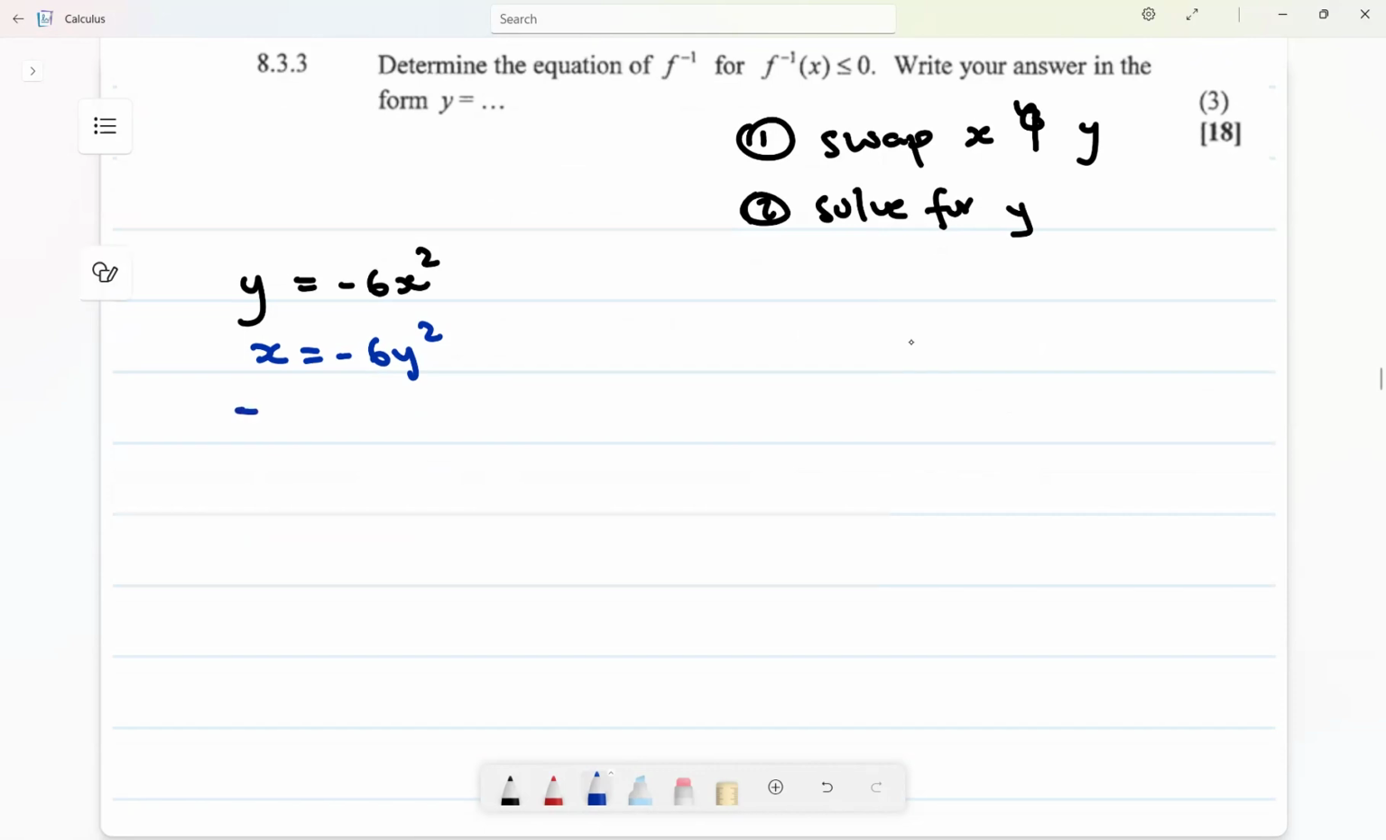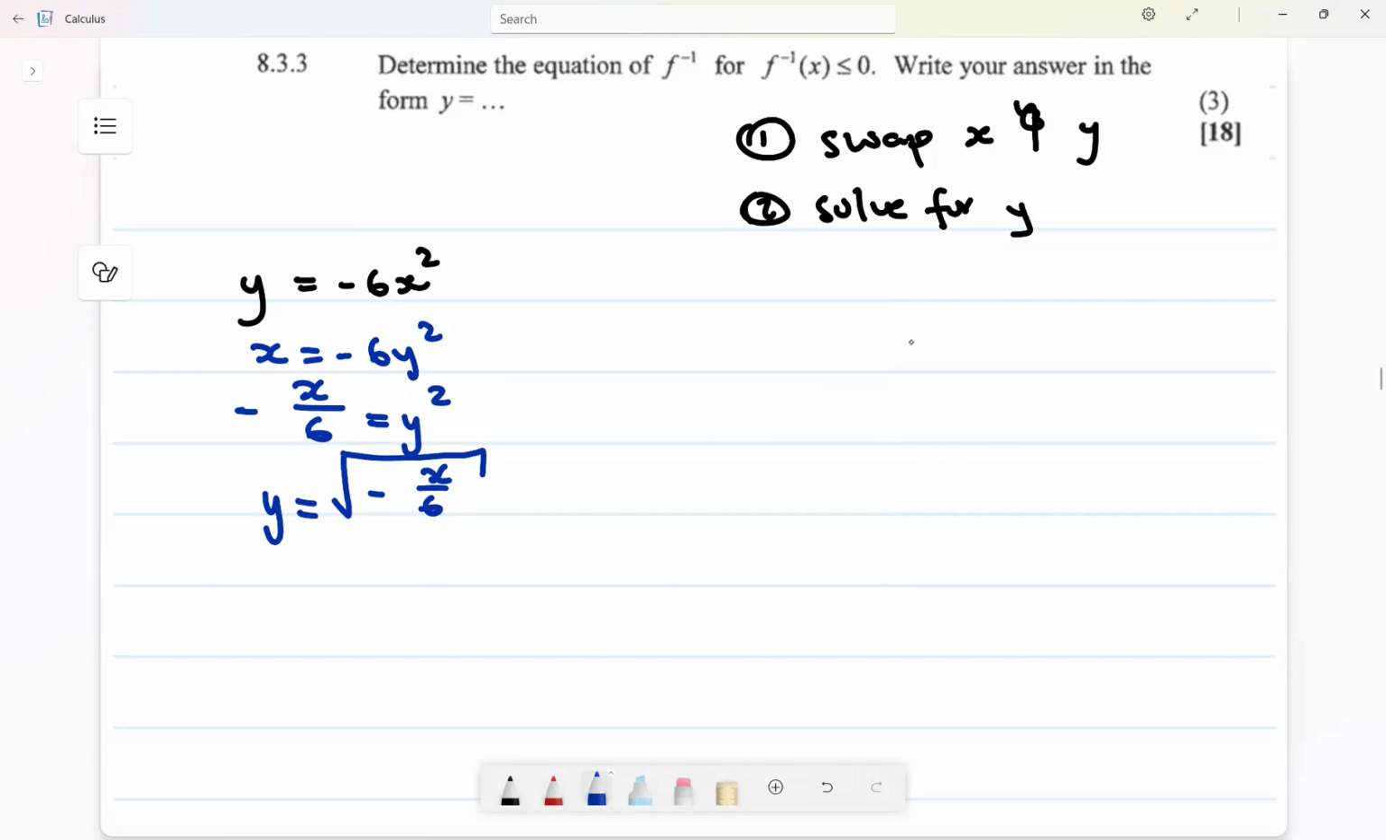It's going to be x divided by -6. Let me not confuse you, like this. Okay, it is equal to y squared. And then I need to take a square root on both sides. When I take a square root on both sides, what happens? I get that y is equal to what? Square root of negative x divided by 6.